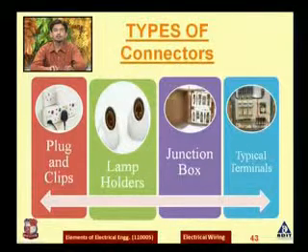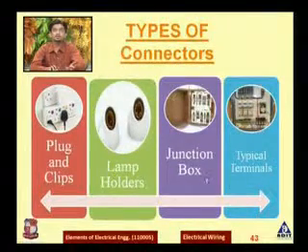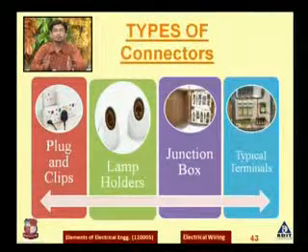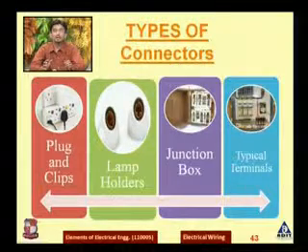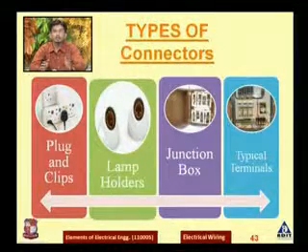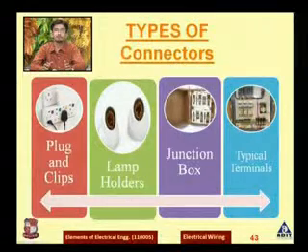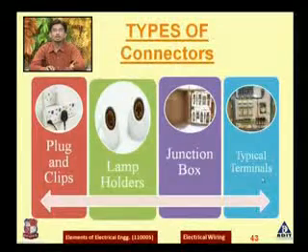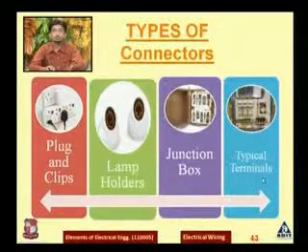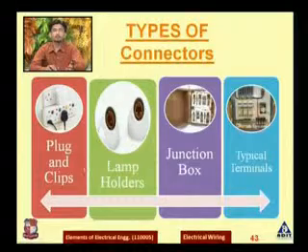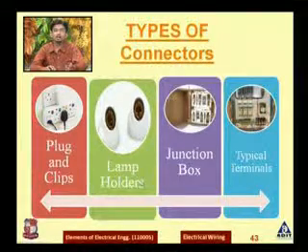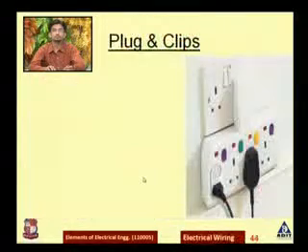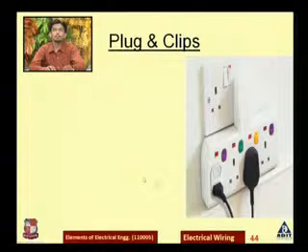Third one is the junction box. What is a junction box? A junction box is the device or the box through which you can connect the different equipments, and there are certain typical terminals that are also used as connectors. So now we will see the various plugs and the various kinds of lamp holders that are used in the electrical wiring system. First one is the plug and clip.